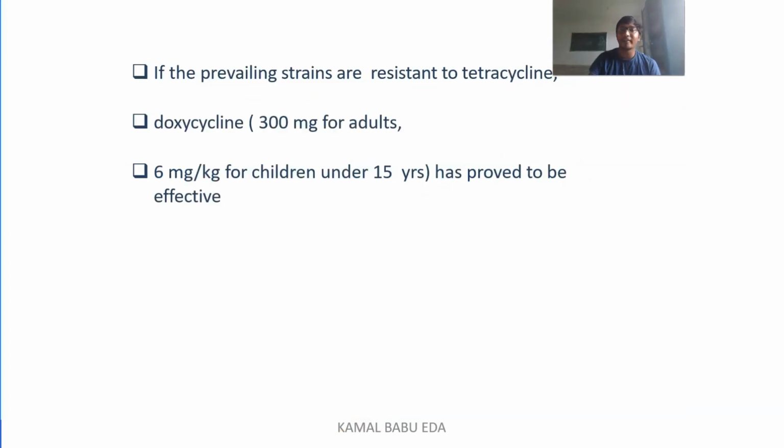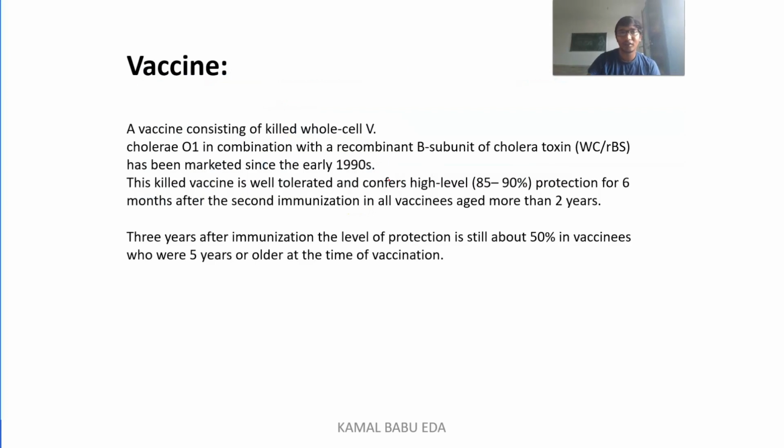If prevailing strains are resistant to tetracycline, then you can go for doxycycline 300 mg for adults and 6 mg per kg body weight in children who are under 15 years old.